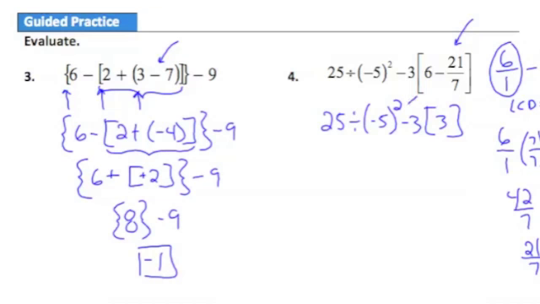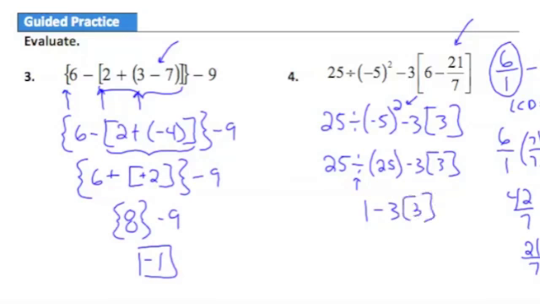I need to evaluate negative 5 to the second power. Notice the negative is inside the parentheses. That means we're taking negative 5 times negative 5, which will give us an answer of positive 25. Okay, now I have to look for multiplication and division. I have both. The division comes first, so let's do that first. 25 divided by 25 is going to give me 1.